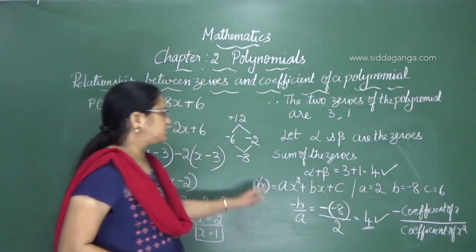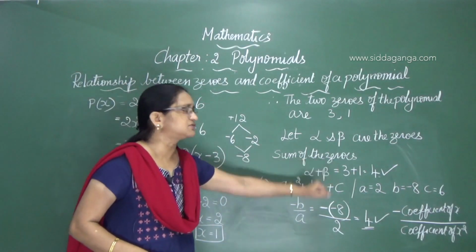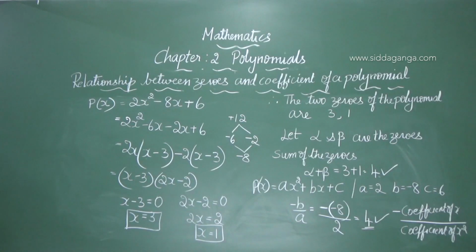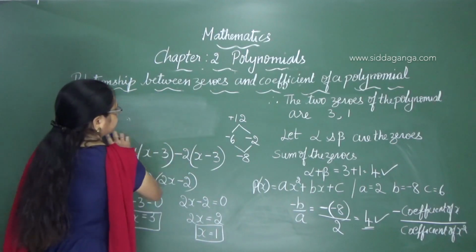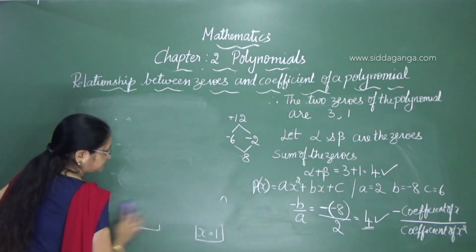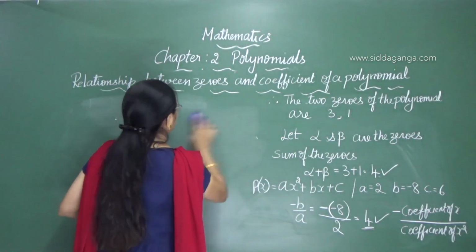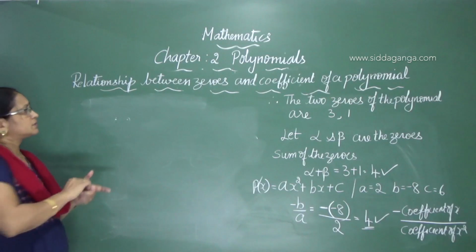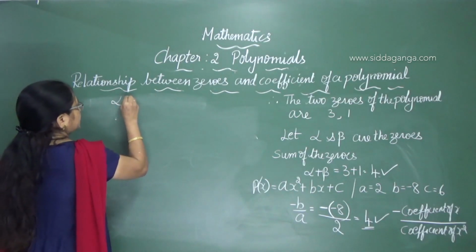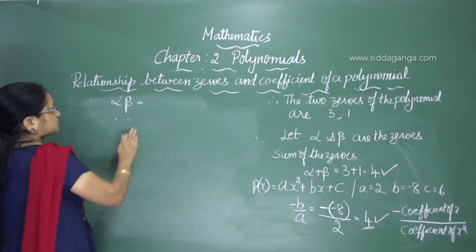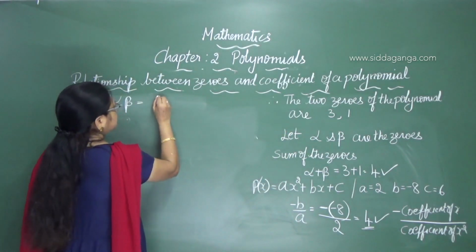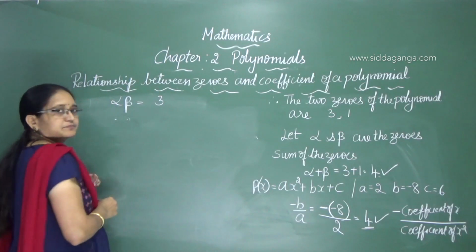Now this is the sum of the zeros. Now let us find the product of the zeros. Alpha into beta. So what is the product of the zeros? The zeros are 3 into 1, and 3 into 1 is 3.